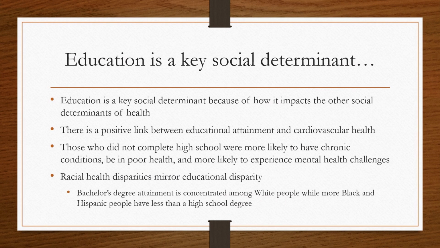Education is a key social determinant because of how it impacts the other social determinants of health. There's a positive link between educational attainment and cardiovascular health. Those who do not complete high school were more likely to have chronic conditions, be in poor health, and more likely to experience mental health challenges.